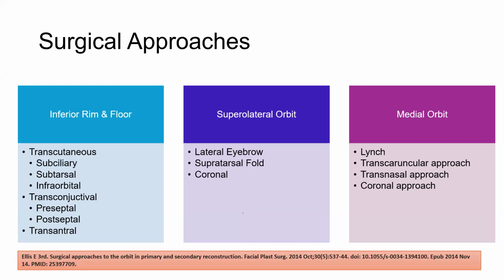Transantral, of late, is not much in use, exclusively transantral. Whereas for the supralateral orbit, you can use either a lateral eyebrow, supratarsal fold, or a coronal approach. For the medial orbit, it can either be an extension of a transcutaneous with a transcaruncular approach, or a Lynch incision, transnasal approach, and coronal approach. So two factors have to be considered. One, the expertise of the surgeon. Second, the area which you are supposed to explore. How far it is from the reach of your incision has to be considered before selecting a surgical approach.